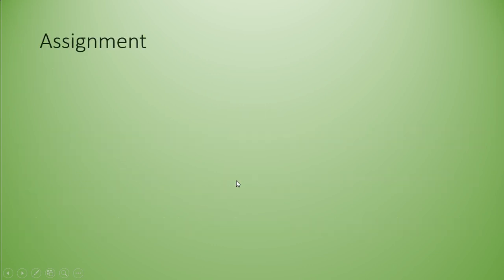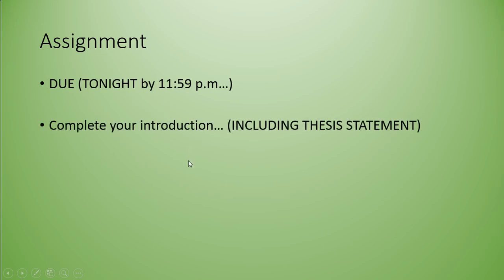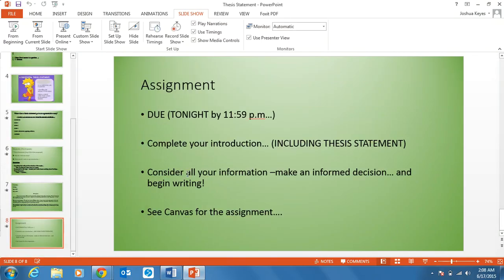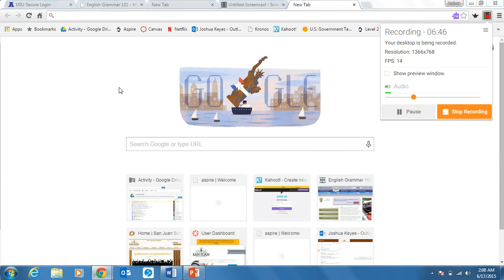Simple as that. Now, your assignment for today is due, of course, tonight by 11:59. You are going to complete your introduction, including the thesis statement. I want you to consider all the information that you've been gathering for your exploratory essay, and then write your introduction. Now, let's go to Canvas and look at the assignment here.